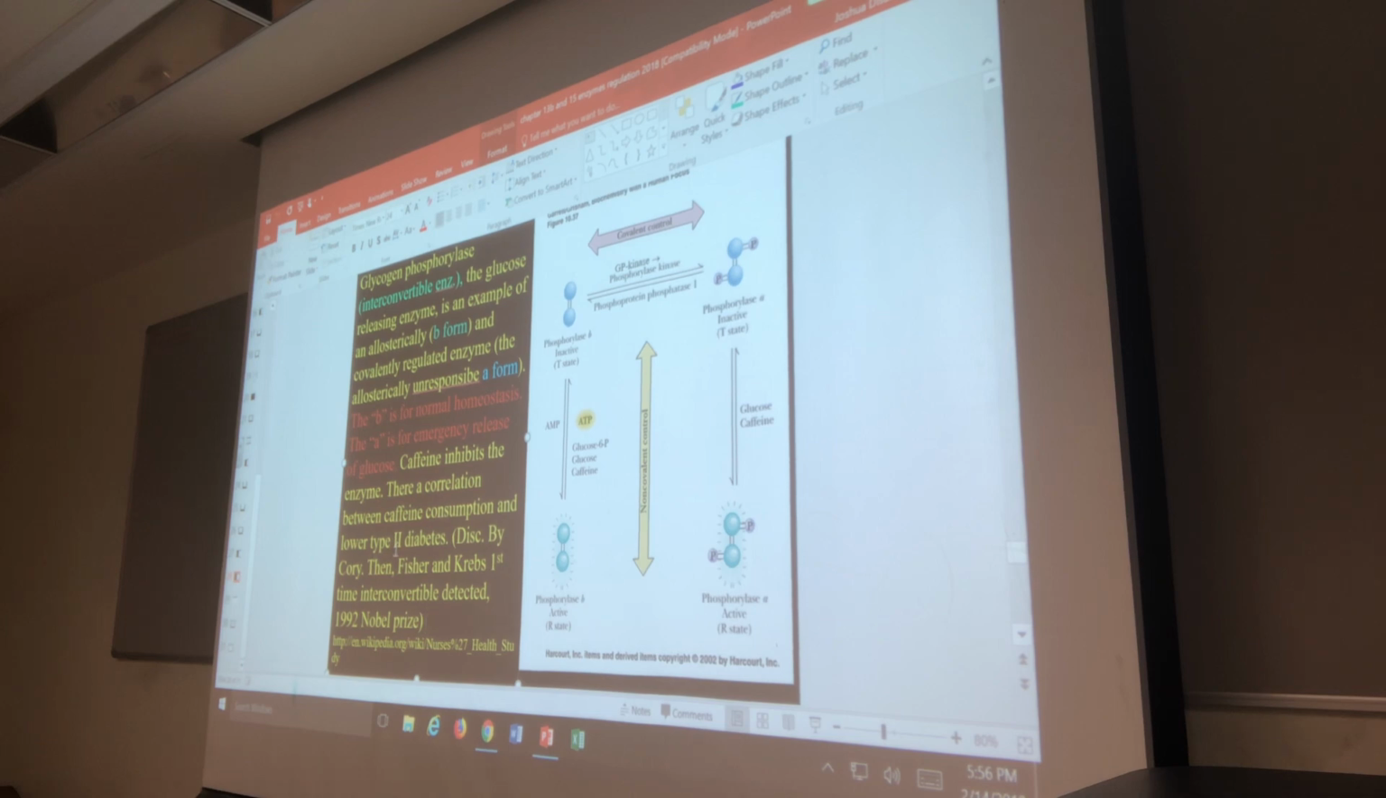Yes, question? Is that because caffeine is a negative heterotropic inhibitor, so it stops glycogen from being broken down into glucose? Into glucose, exactly. And that's right. One link with type 2 diabetes is increased blood sugar, right? A lot more glucose in the blood and in your cells. Well, if caffeine is inhibiting the breakdown of glycogen into glucose, no wonder there's a correlation between caffeine consumption and reduced incidence of type 2 diabetes.